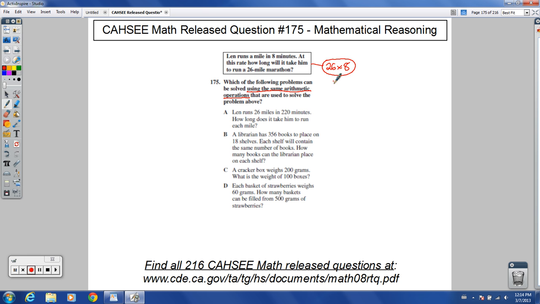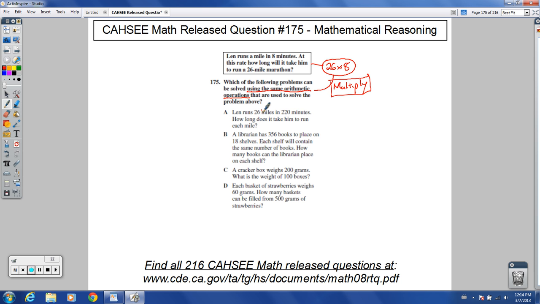26 times 8. What are we doing? Here we are multiplying. So multiply. That's what we're concerned with, or that's what we want to know. What would be done in the same way? So we're looking for another one where we would have to multiply to get the right answer. Let's do just one at a time here.